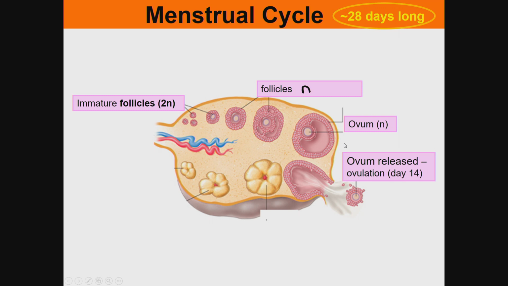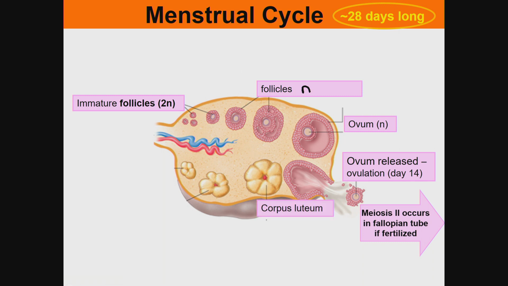It's released on about day 14, and that is called ovulation. From the ovary, it travels to the fallopian tube, where meiosis 2 occurs if it is fertilized. After that, the follicle cells become a corpus luteum, and it is maintained for the rest of the month.